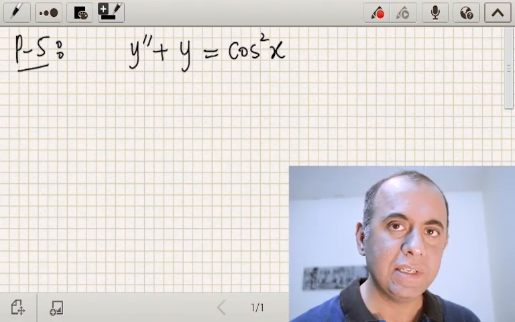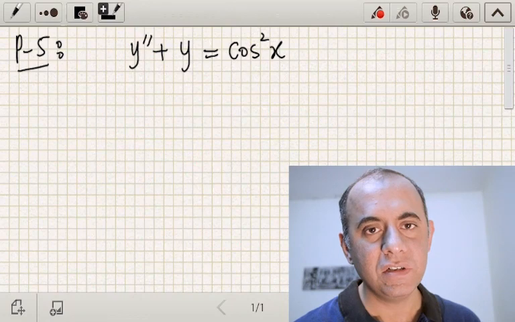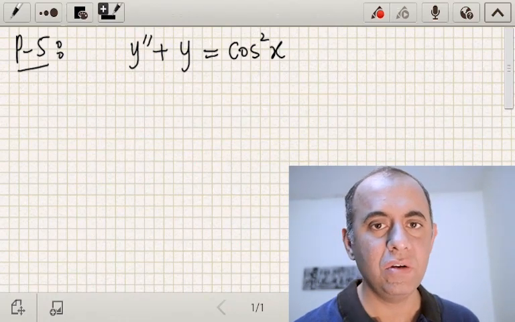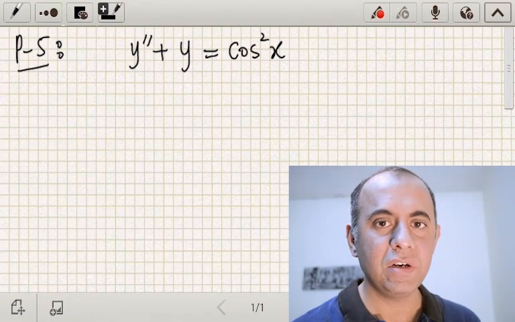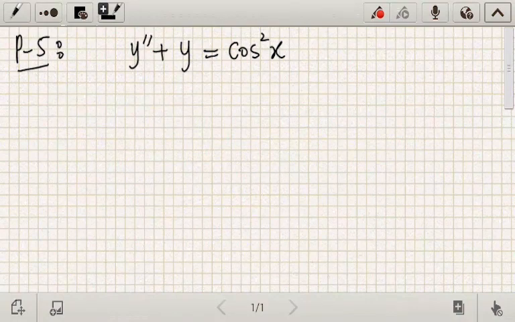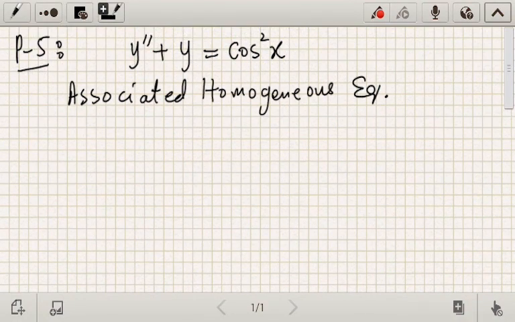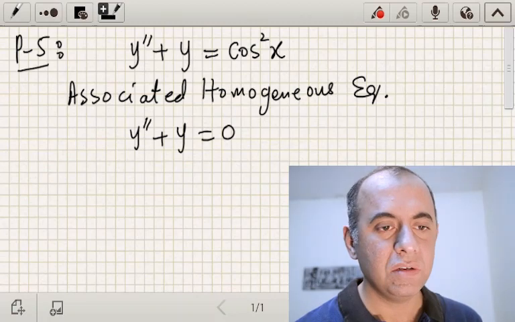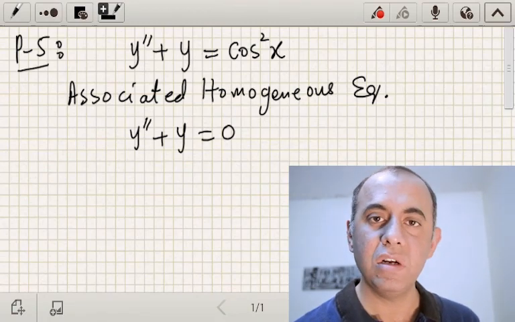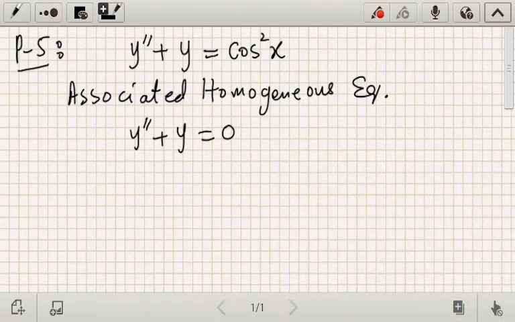So as this is a non-homogeneous differential equation, we will have to convert it into a respective associated homogeneous equation. So let's do that. The associated equation would be y double prime plus y equal to 0. In order to solve such an equation, we should convert it into an auxiliary equation, and then we can find the roots of that equation.